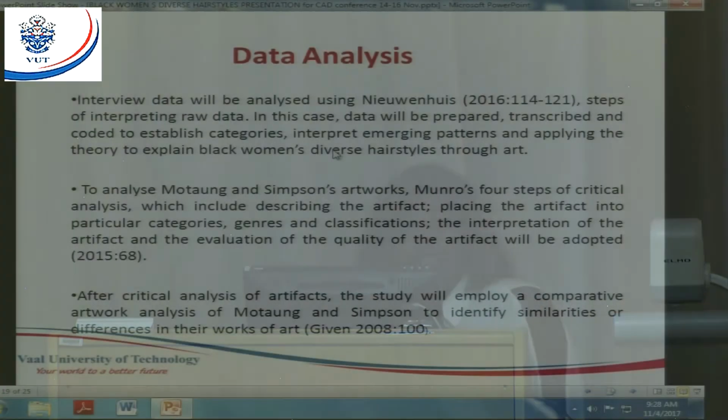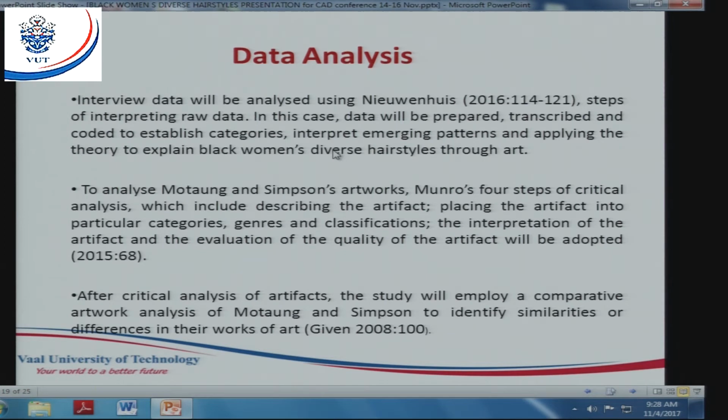Data analysis. Interview data will be analyzed using Nieuwenhuis's steps of interpreting raw data. Firstly, the data will be prepared. Then the data will be transcribed and coded to establish categories and also interpret emerging patterns, and applying the theory to explain black women's diverse hairstyles.